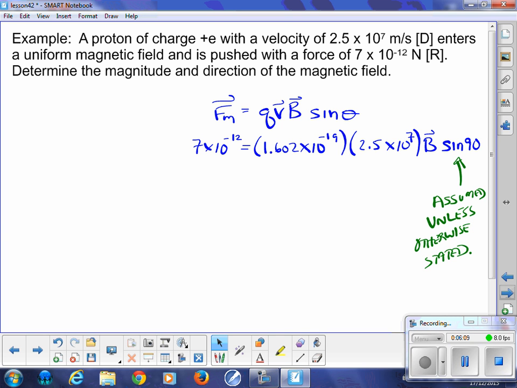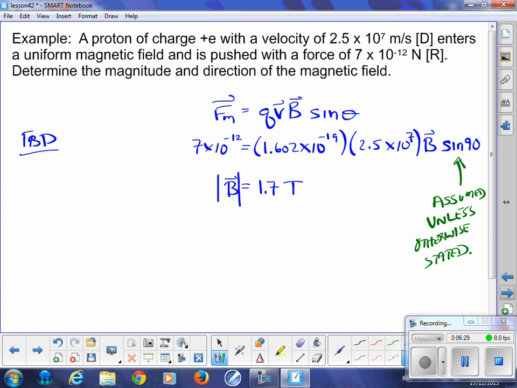Okay? So running that through the calculator, we find that the magnetic field strength here is 1.7 Tesla. And that's only a magnitude. We need to find a direction. So how do we find the direction here? Well, a free body diagram is where I'm going to go with this.